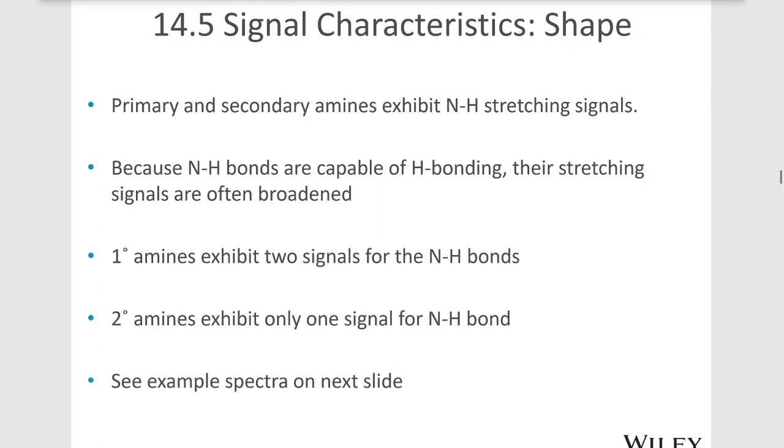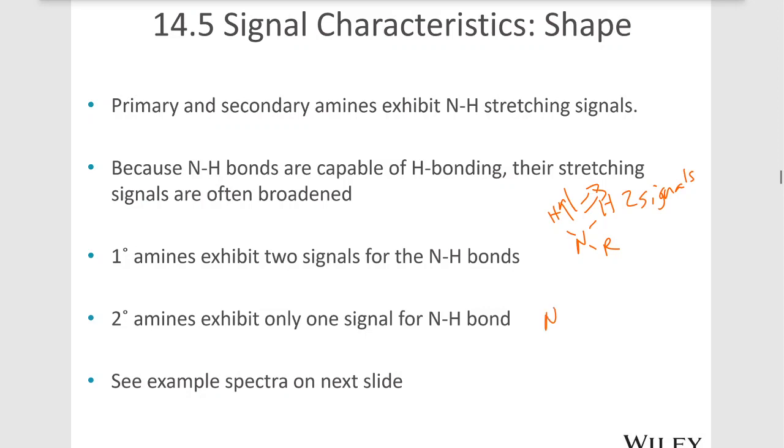Primary and secondary amines exhibit NH stretching signals. A primary amine has two hydrogens and one R group, and these two hydrogens can either stretch symmetrically or asymmetrically, whether they're going in the same direction or in opposite directions. So they have two stretching modes, so that's going to give them two signals. But you can just think of it as though if you have two hydrogens on the nitrogen in IR, you get two signals.